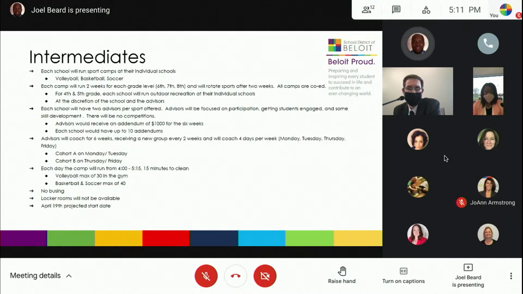Cohort A would be Monday and Tuesday. Cohort B would be Thursday and Friday. So how that would work is a simple rotation would be 6th grade would participate in volleyball for 2 weeks. Cohort A would be Monday and Tuesday. Cohort B would be Thursday and Friday.